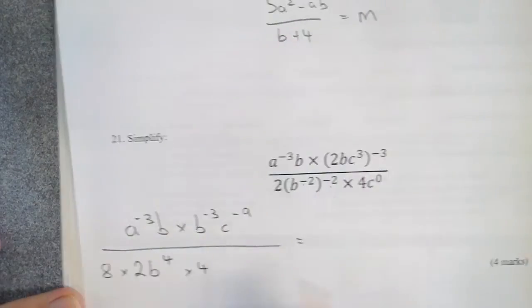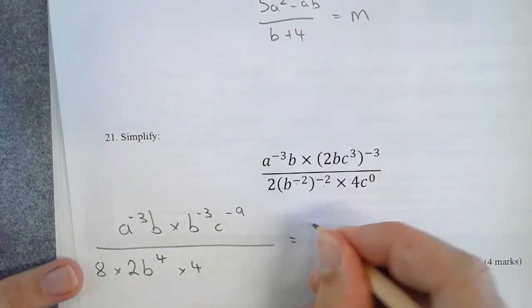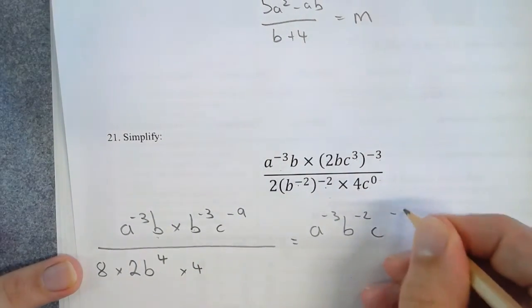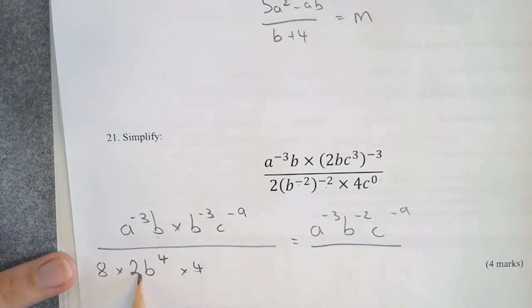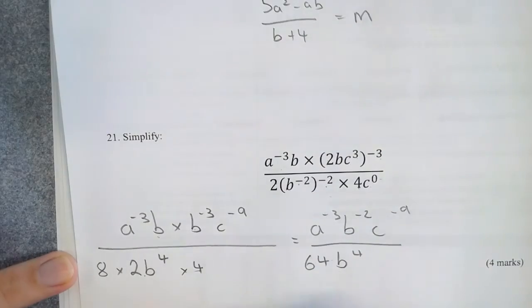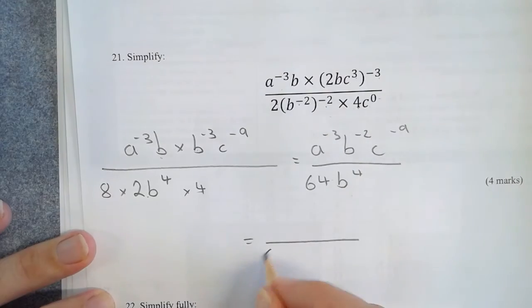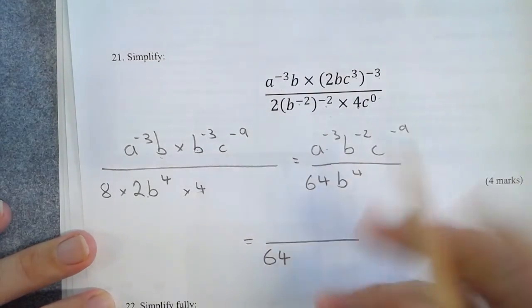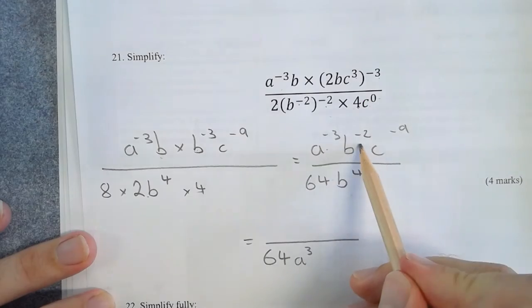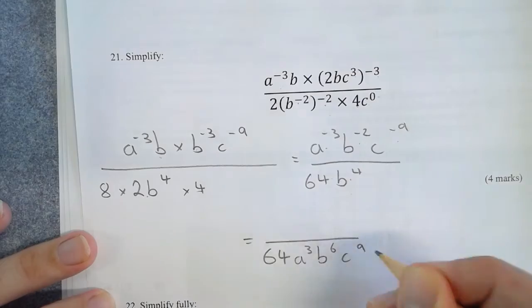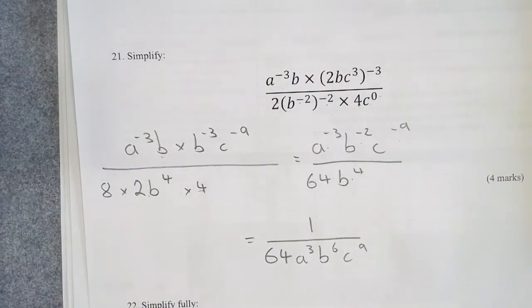So now let's tidy this up. So the top, we've just got an a to the minus 3. B would be minus 2, because we're plusing this one. And c is minus 9. Our denominator, 4 times 2 is 8, times 8 is 64. And we've just got a b to the power of 4. Now finally, let's move our negatives. So 64 stays on the denominator. The 8 and negative 3 moves down and becomes positive. The minus 2b moves down to now make that 6. And the c to the minus 9 moves down. And there's a 1 left on the top because you can't leave it empty.